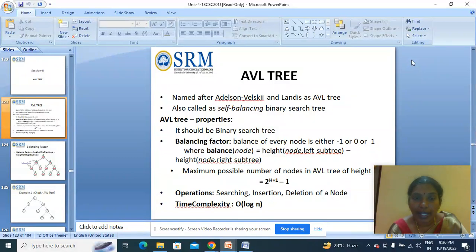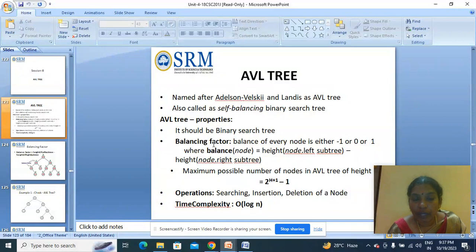Why is it named the AVL tree? It is named after the inventors. This tree was invented by Adelson, Velsky, and Landis. That's why it is named the AVL tree. It is also called a self-balancing binary search tree. These are the properties of the AVL tree. The first property: it should be a binary search tree.